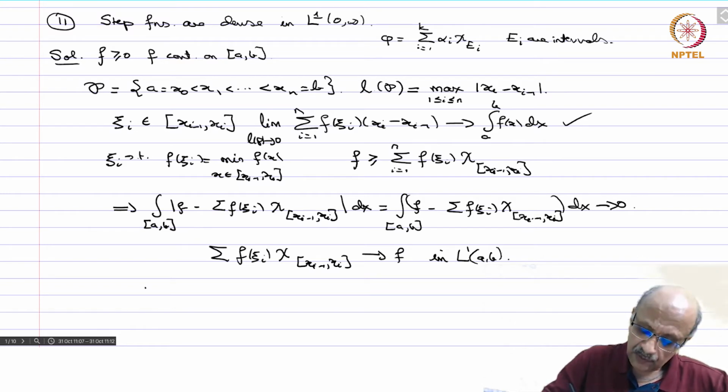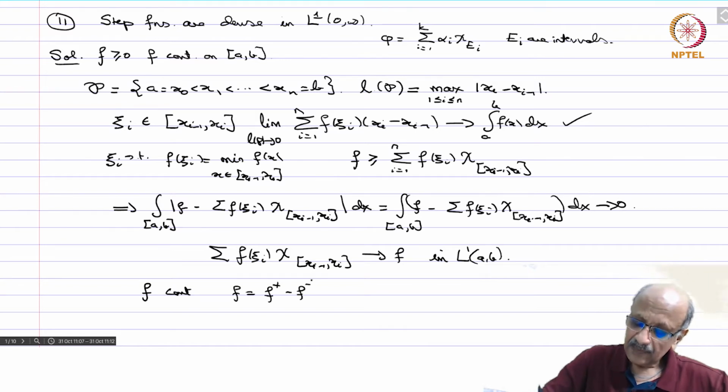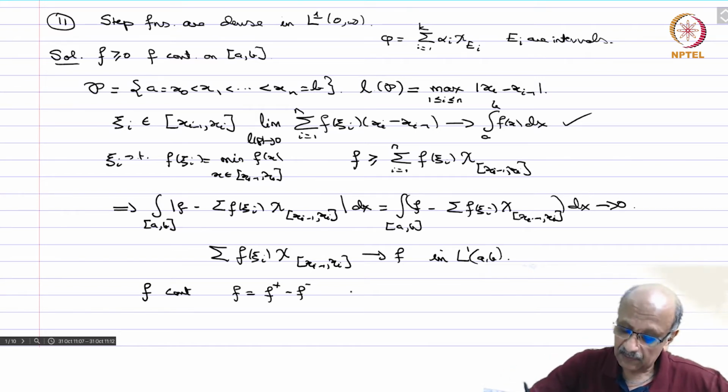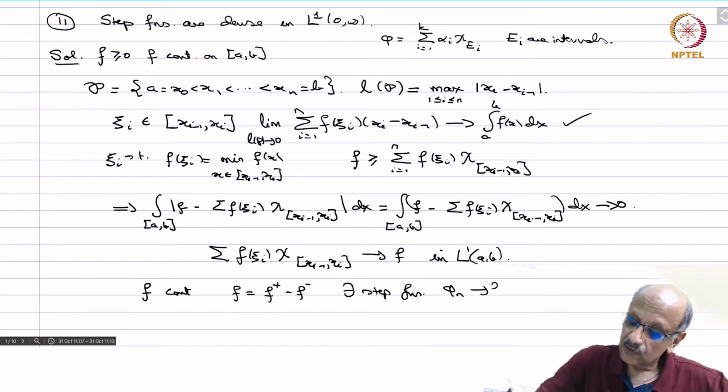Now if you take f to be an arbitrary continuous function, then you write f equals f plus minus f minus, and for each of them you can find a step function, and therefore there exists a step function phi_n which converges to f in L1[a, b].